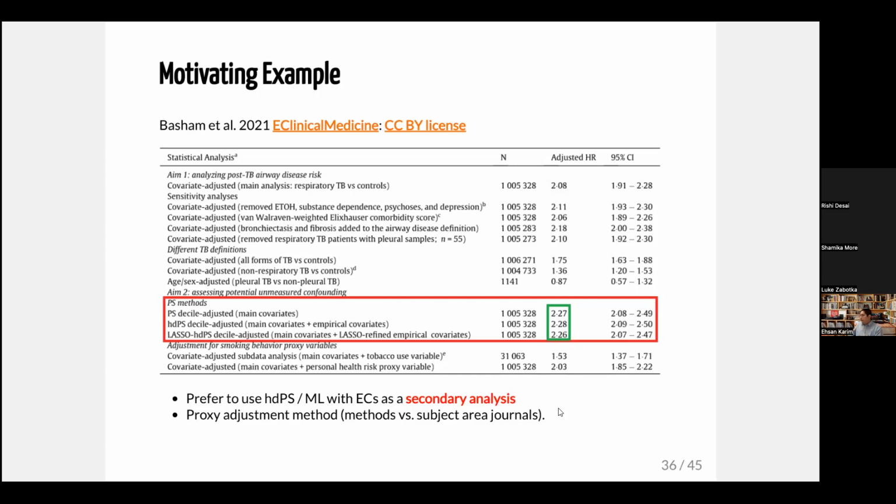So generally speaking, this is the format that I prefer in a subject area paper, where we do the propensity score analysis first, and then we do the high dimensional propensity score analysis to just check how much of an adjustment we are making just by including the empirical covariates. So the high dimensional propensity score or the machine learning methods are generally the secondary method, and the propensity score method is generally the primary method.